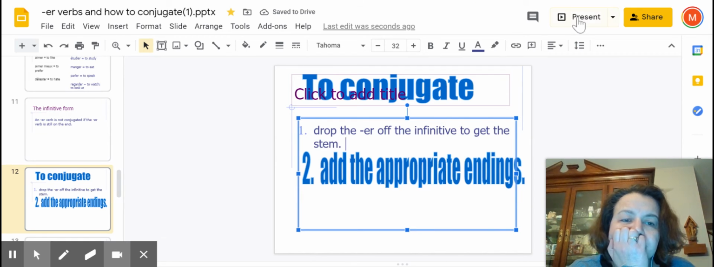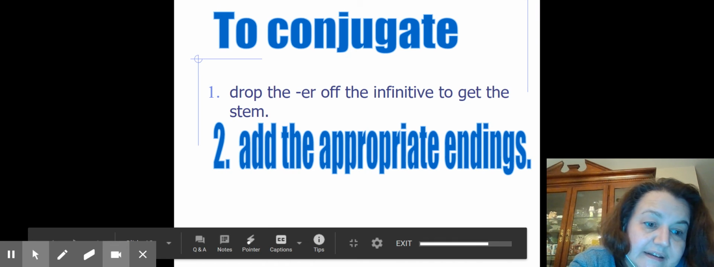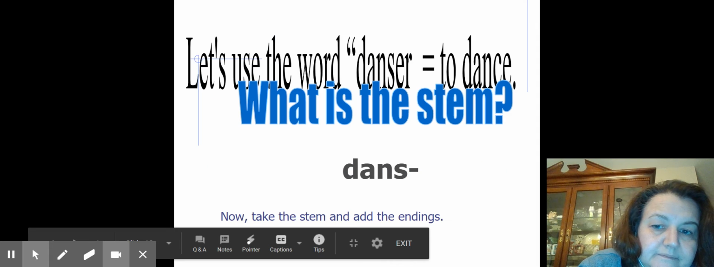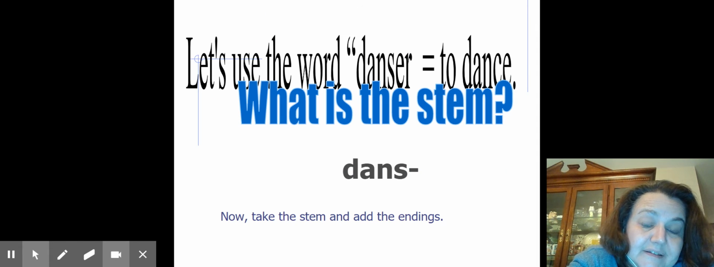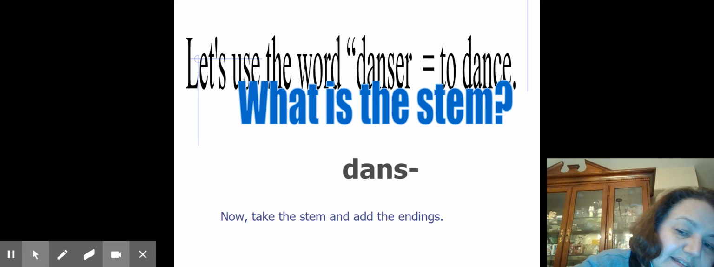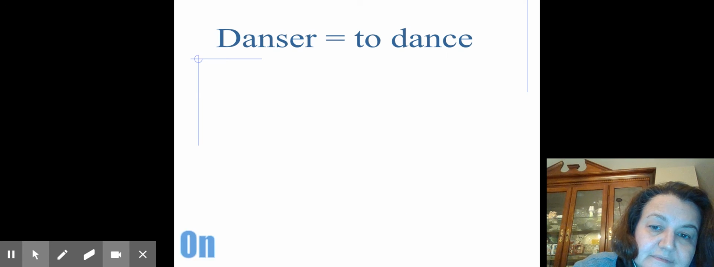And then from there, we just add appropriate endings. So let's use the word danser, which means to dance. What is the stem? It's dans, D-A-N-S. Now we're going to take the stem and add the endings.